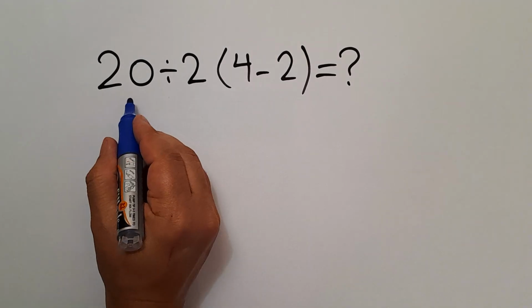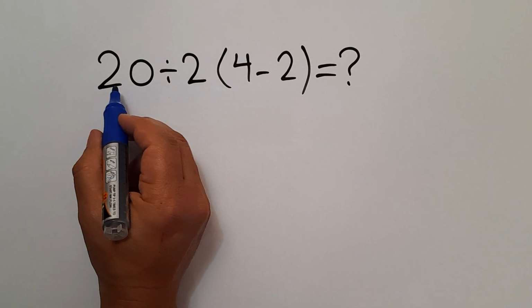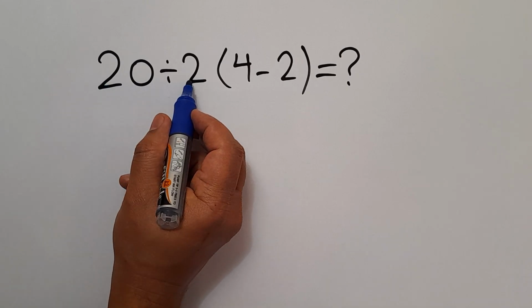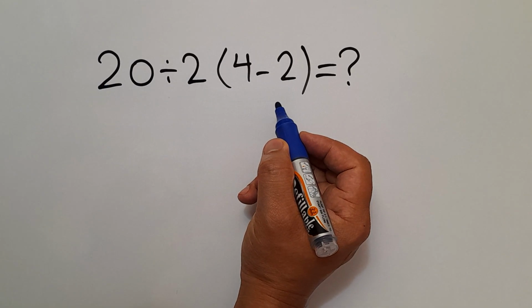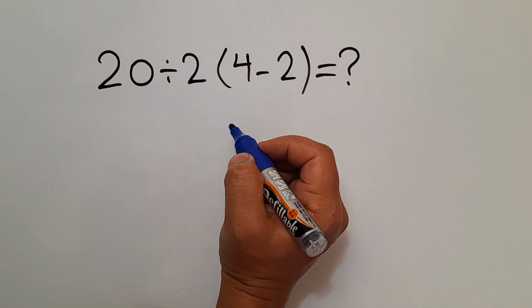In this video we want to find the value of this expression. We have here 20 divided by 2 then times 4 minus 2. Are you ready to solve? Let's go ahead and get started.